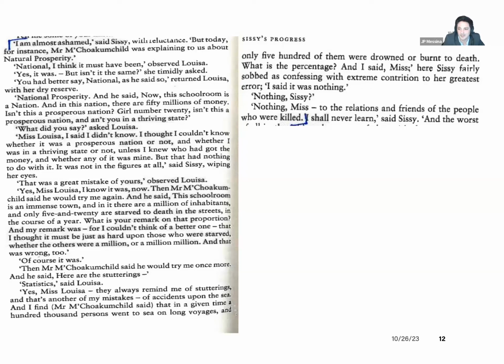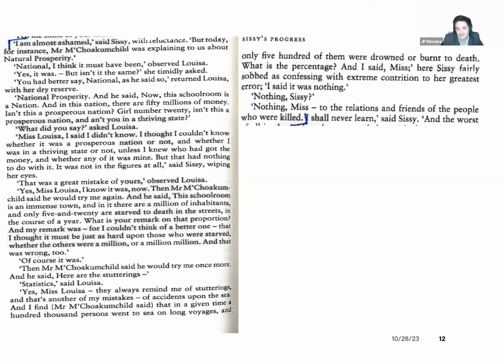"I am almost ashamed," said Sissy with reluctance, "but today, for instance, Mr. M'Choakumchild was explaining to us about the natural prosperity." "National, I think it must have been," observed Louisa. "Yes, it was, but isn't it the same?" she timidly asked. "You'd better say national, as he said so," returned Louisa with her dry reserve. "National prosperity. And he said, now, this schoolroom is a nation, and in this nation there are 50 millions of money. Isn't this a prosperous nation? Girl number 20, isn't this a prosperous nation? And ain't you in a thriving state?"